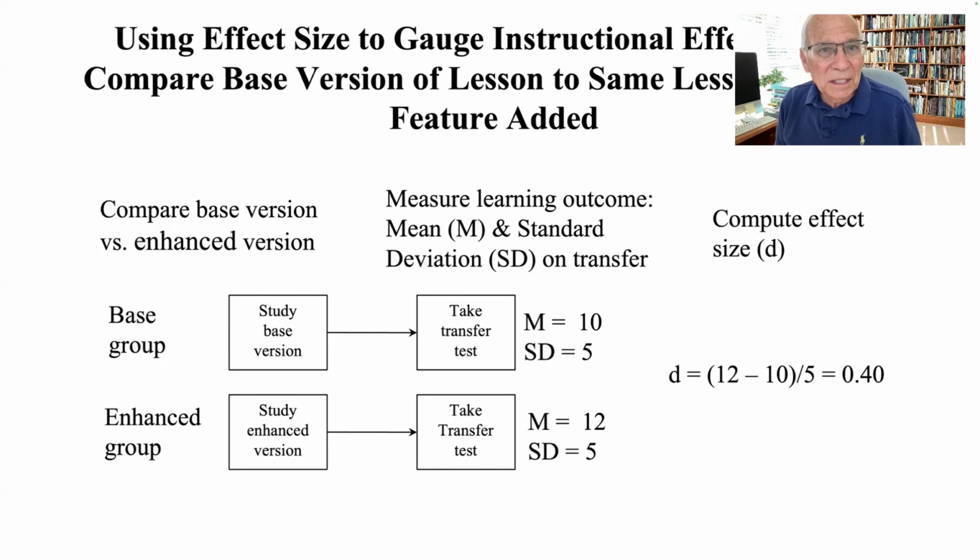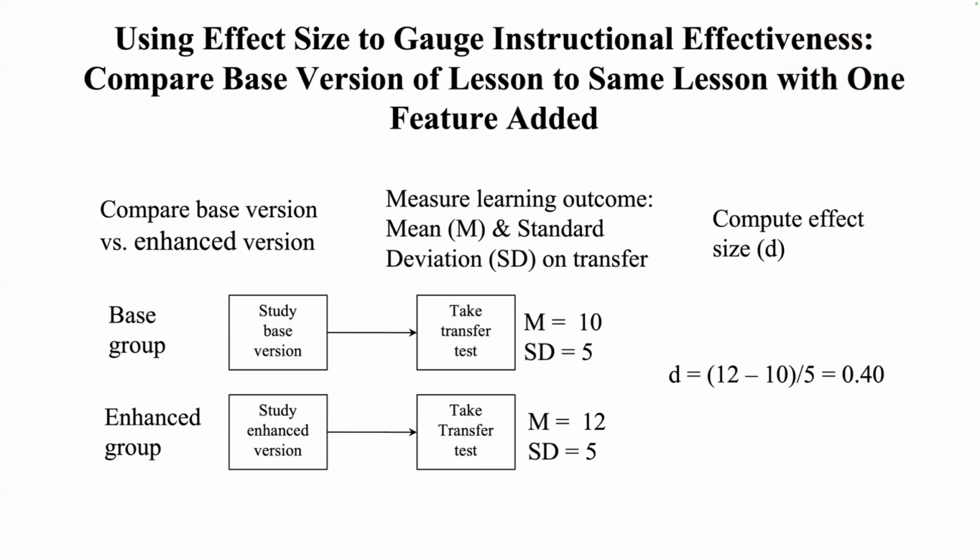In terms of our research studies, in a typical study, we compare learning from a base version of a lesson and an enhanced version. In the enhanced version, it's the same as the base version, but it just has one additional feature added to it, like maybe the instructor is smiling rather than not. Then we look at performance on a transfer test, look at the means and standard deviations, and compute effect size. We're looking for effect sizes that are 0.4 or greater because those are the ones that have the most educational impact. So those are the ones I'm really interested in when we can find something like that.